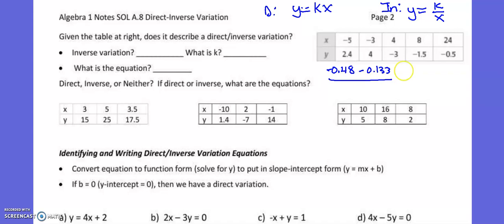Time to try inverse. So inverse says I multiply my x and y together. So I'm going to do 2.4 times negative 5. I get negative 12. When I do negative 3 times 4, I get negative 12. When I do 4 times negative 3, I get negative 12. And so on and so forth. So this is an inverse variation.